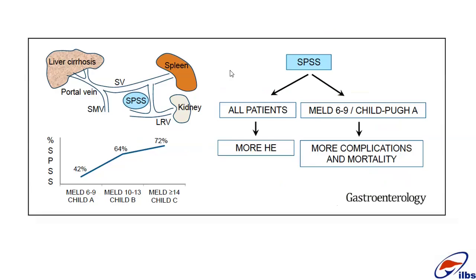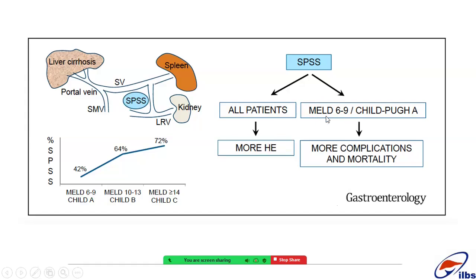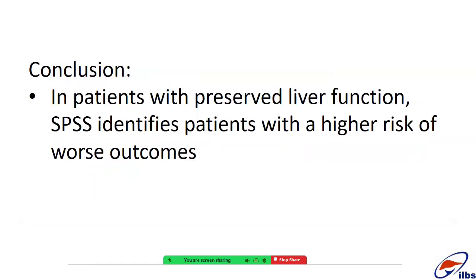What they say is that patients with spontaneous portosystemic shunts all had chances of more hepatic encephalopathy, but those patients who had MELD of just 6 to 9 or Child-Pugh A also had more complications and mortality. So any patient who has a shunt will have complications. And this is from Gastroenterology, impact factor more than 20. So, 18,000 patients' data. This is very important.